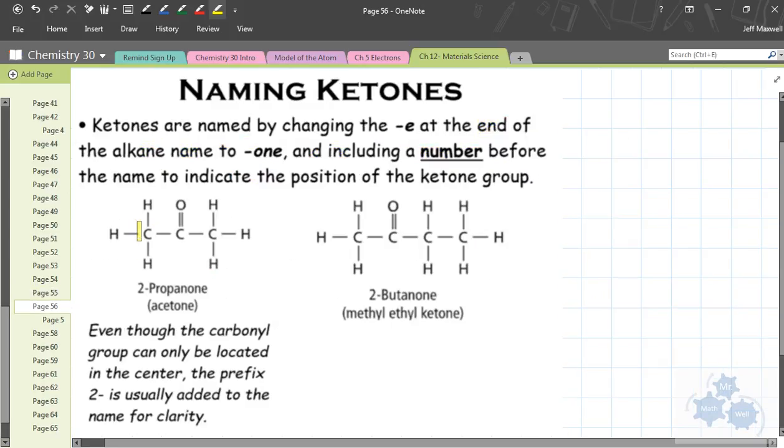When we name ketones, and here's an example of a couple ketone structures. Okay, so you have this carbonyl right here, the C doubly bonded to the O, but it's in between two other carbons. And there can be longer chains, of course. But we change the E at the end of the alkane name to -one. Okay, O-N-E. So ketone is going to be O-N-E. And we include the number before the name to indicate the position. So the number indicates the position of the ketone group.